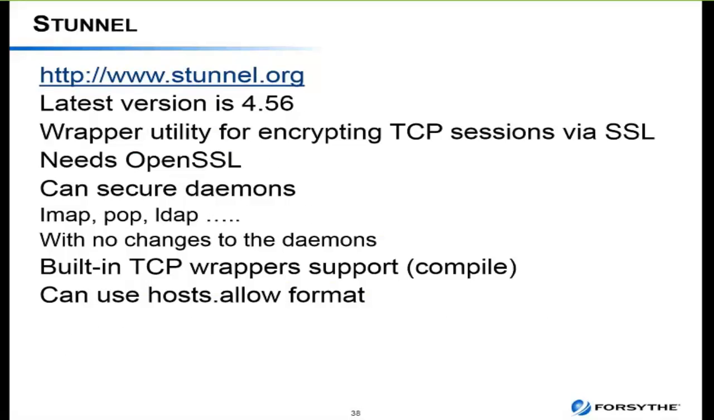I mentioned Stunnel. This is used for encrypting TCP sessions via SSL. And where it's really useful is if you're running IMAP or POP or LDAP clients and daemons, you can actually wrap those. So now all of a sudden I can have TCP wrappers controlling IMAP and POP connections. So I can literally say, if somebody wants to use POP to get to my SendMail server, they have to be in this domain or whatever. It gives you just an extra level of security.